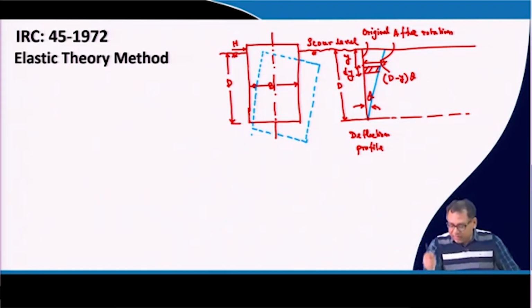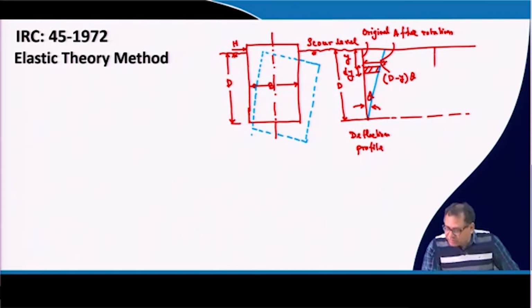So, total deflection will be, I should say this rotation is theta and deflection will be r theta. So, r is (d minus y) into theta. This is a small segment and the rotation is also small, so that means we can consider it is a straight line more or less.